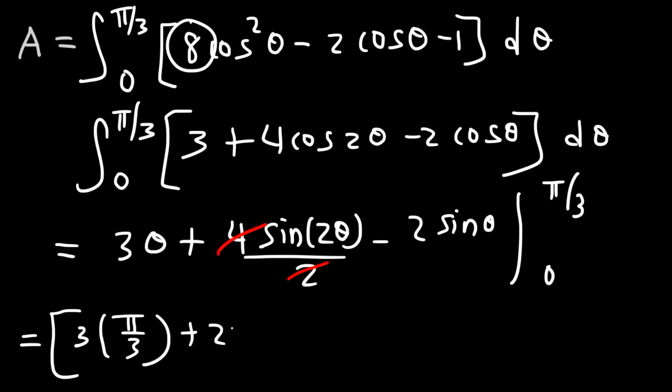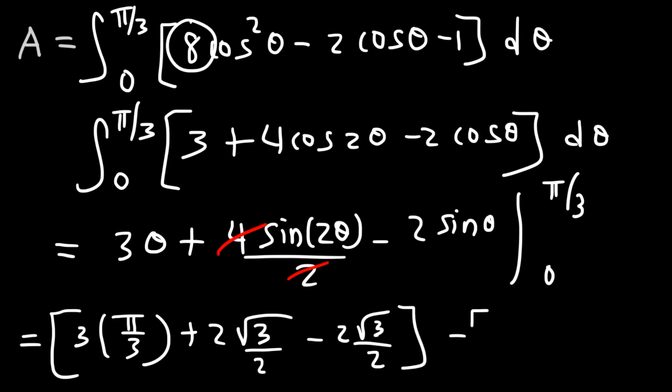Now sine 2 theta, so that's sine 2 pi over 3, which is in quadrant 2. Sine is positive in quadrant 2. So that's going to be positive square root 3 over 2. And then minus 2 sine pi over 3. Sine pi over 3 is also the square root of 3 over 2. And then minus 0. 3 times 0 is 0. Sine 2 times 0 is still 0. So everything in this side is 0.